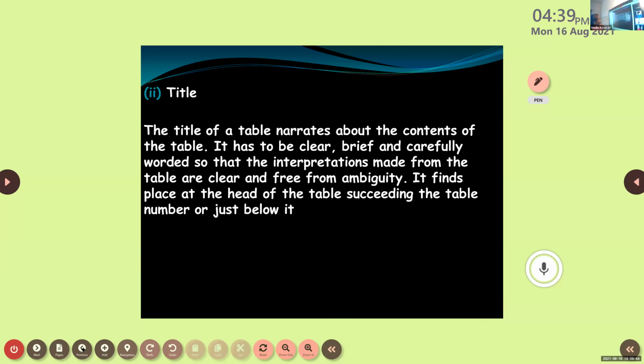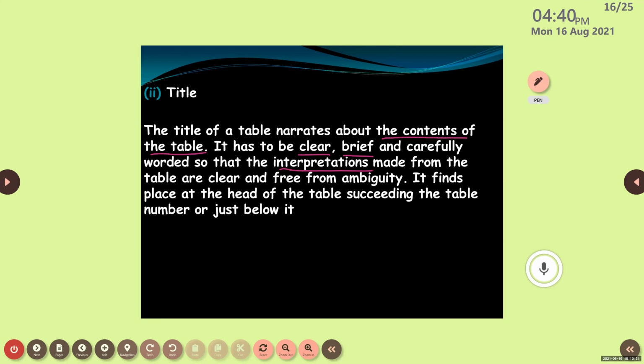next is the title. The title shows the contents of the table. What is included in the table will be represented through the title. There are some features for that also. Whatever title we use should be clear, brief, and short, and used in a particular manner so that the interpretation, or understanding, will be easy.